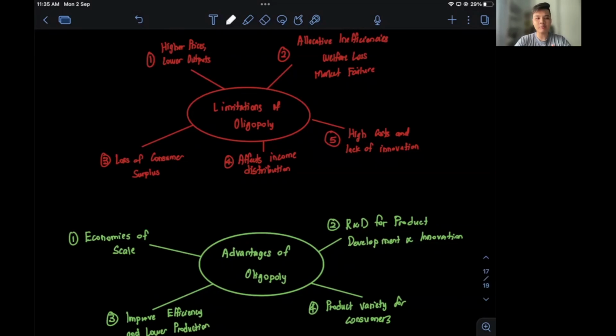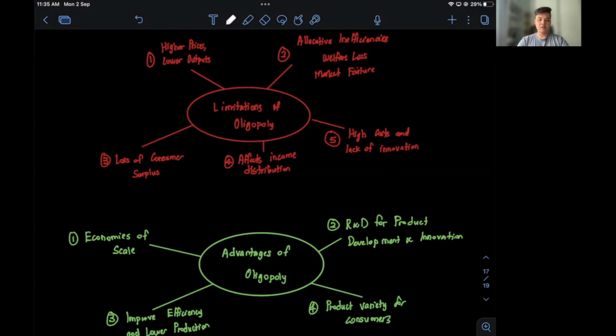Hey friends, in the previous video, we covered oligopoly and specifically collusive and non-collusive oligopolies. And in this video, let's evaluate the oligopoly market structure. So let's start with the model's limitations, of which there are 5.